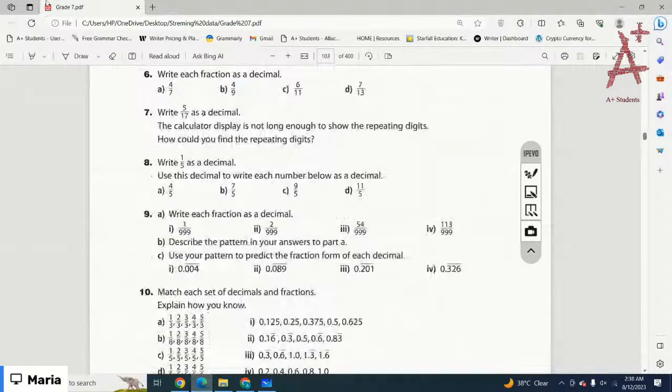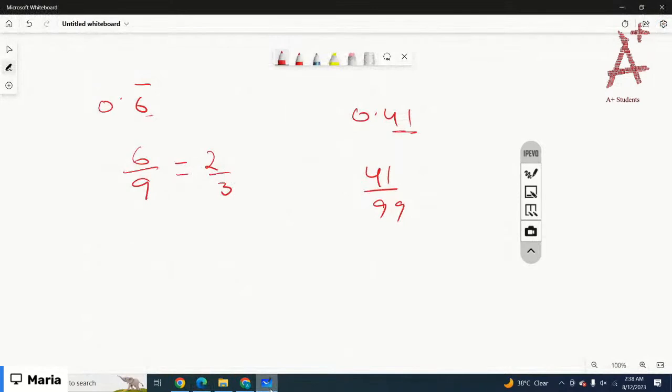The calculator display is not long enough to show repeating digits. How could you find the repeating digits? 5 over 17.